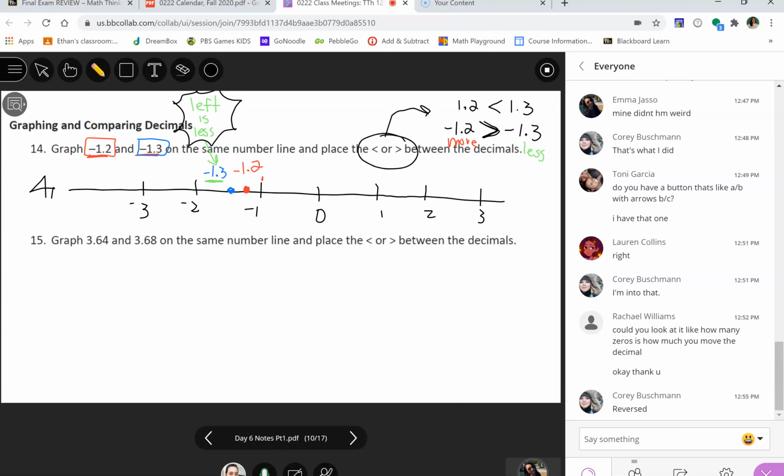Here, we're not going to graph this next one because it's silly, but this one's easier to compare. See how much easier it is to compare when they're positive? If I have $3.64 and I'm comparing it to $3.68, having $3.64 is less than having $3.68. It's much easier when it's positive, but when it's negative, you really have to slow your brain down and ask which one's farther to the left on the number line. That one's going to be less. So I wanted to point that out.